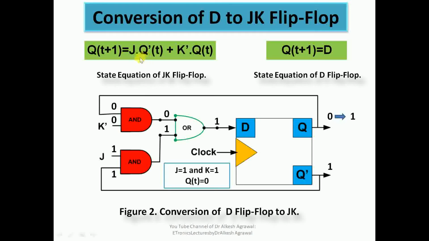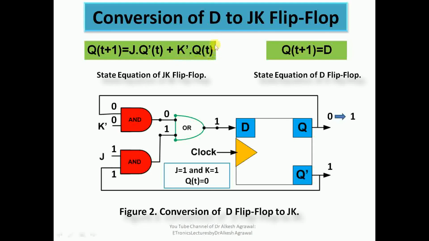So first is J and Q complement(t). So we have an AND gate. One input is J and the other input is fed back through Q complement. So we have this Q complement fed back at the input of this AND gate, and another input is J. So this is implemented J and Q complement(t).